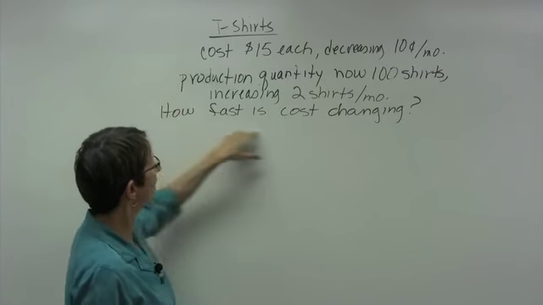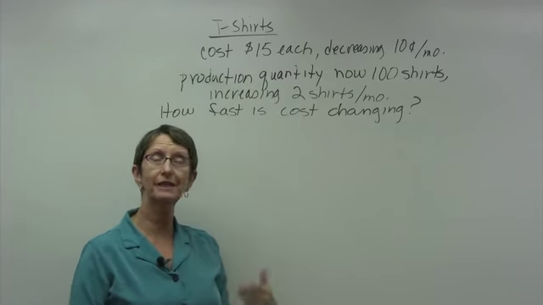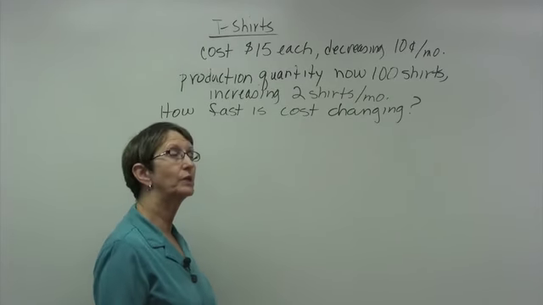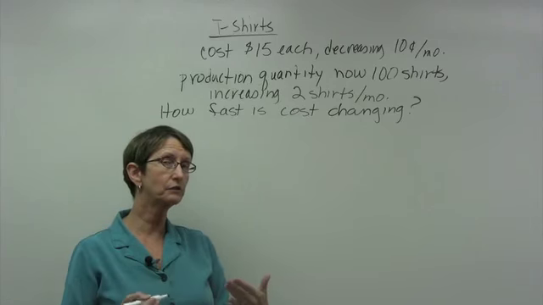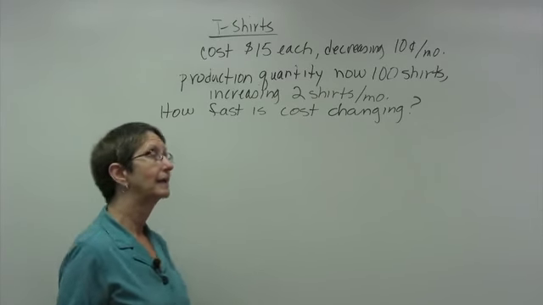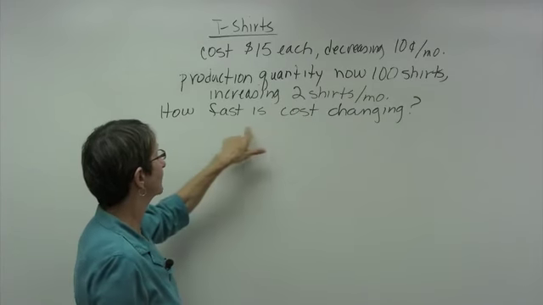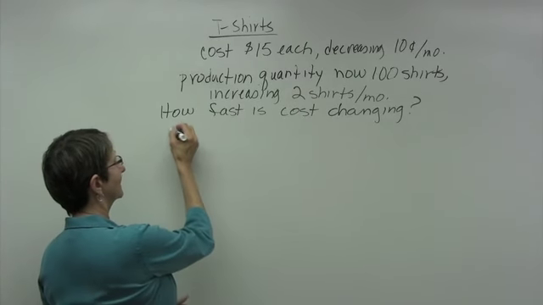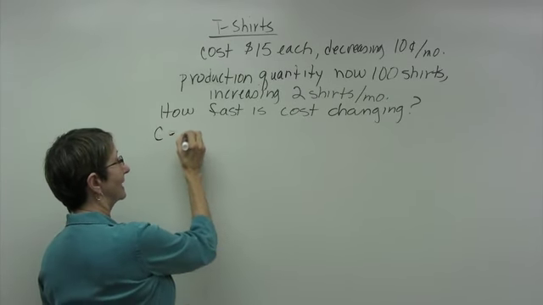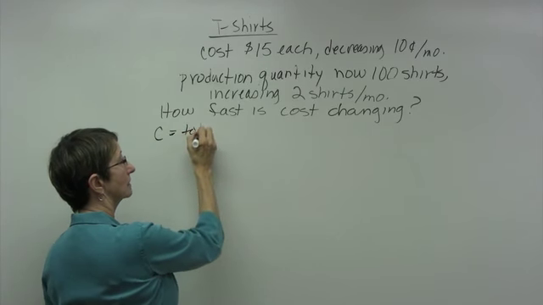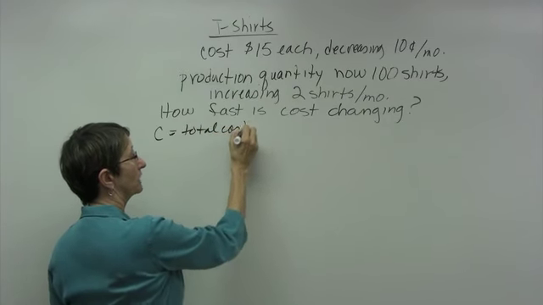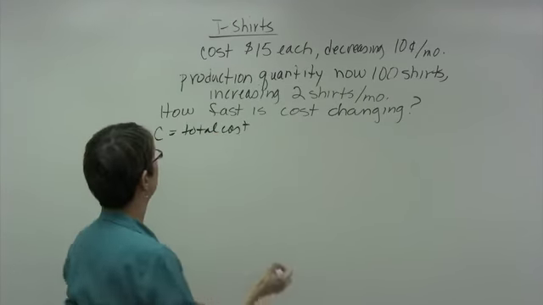And it talks about cost, so we're interested in a total cost function. We don't actually have to create a cost function like you may think. Let's define the variables that we have to go with some of these numbers. So cost, let's let C equal the total cost, and that would be to produce all the t-shirts.